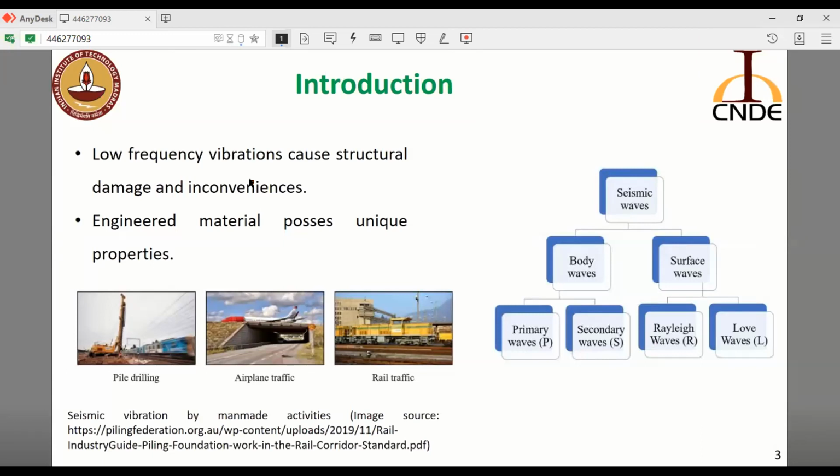So metamaterial is a composite media that can be engineered to exhibit unique properties, and seismic metamaterial is designed to counter the adverse effect of seismic waves. So this low frequency wave can cause structural damage as well as damage to sensitive equipment.